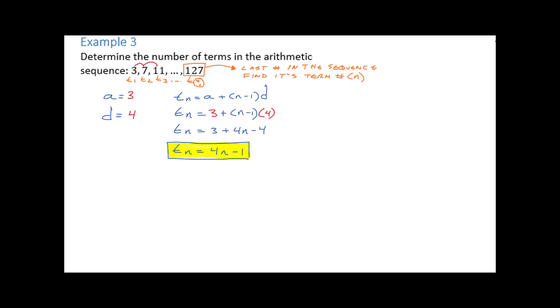So we've actually already done a question just like this. All we're going to do is set Tn equal to the last number, 127, and then just solve for n. That'll be its term number. As long as we have the formula, we can do that kind of stuff.